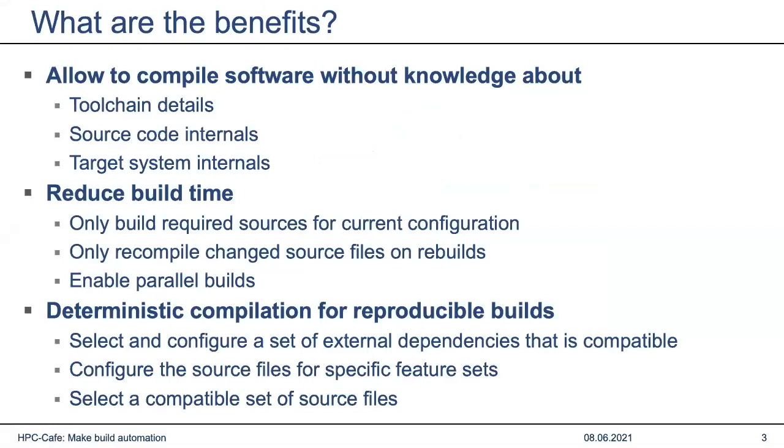So you want to support multiple toolchains, then probably your code needs specific flags. You want to allow compiling the software without source code internals and without knowledge about target system internals. So you want to ease the compilation across a variety of systems. This is mainly all about automation.